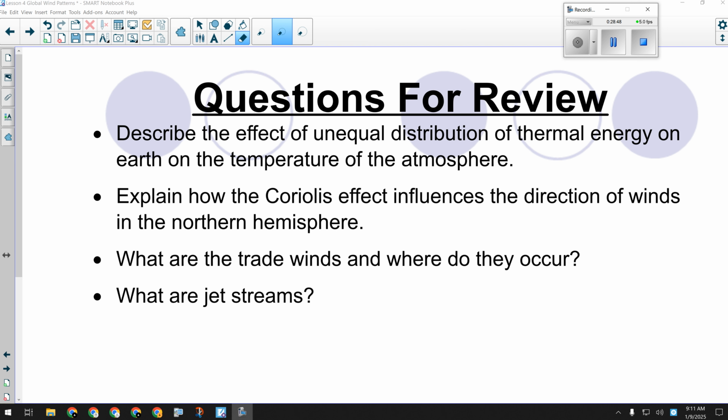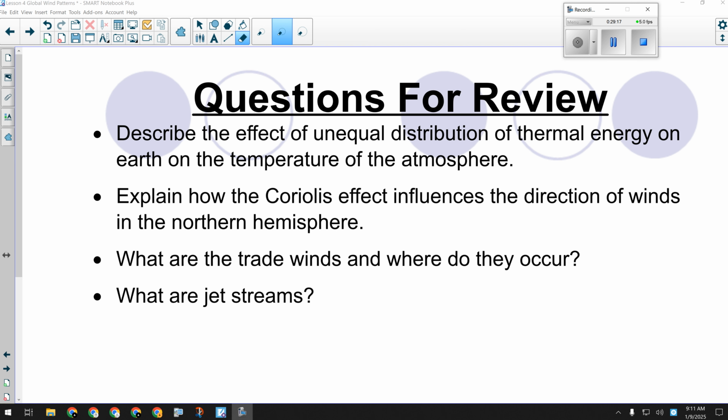All right, explain how the Coriolis effect influences the direction of winds in the northern hemisphere. If wind is trying to move from north to south, the Earth will rotate under it, and it will be deflected. If it is moving south, it will be deflected to the west, which means it'll feel like an easterly wind. If it is trying to move to the north, then it'll be deflected east, making it feel like a westerly wind. That's all you have to do.